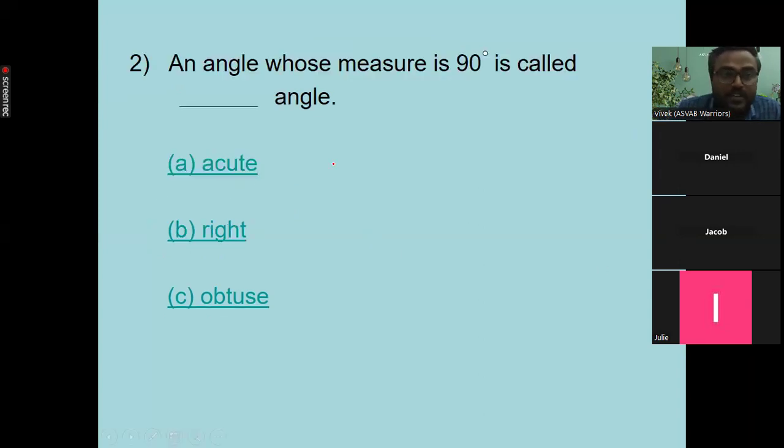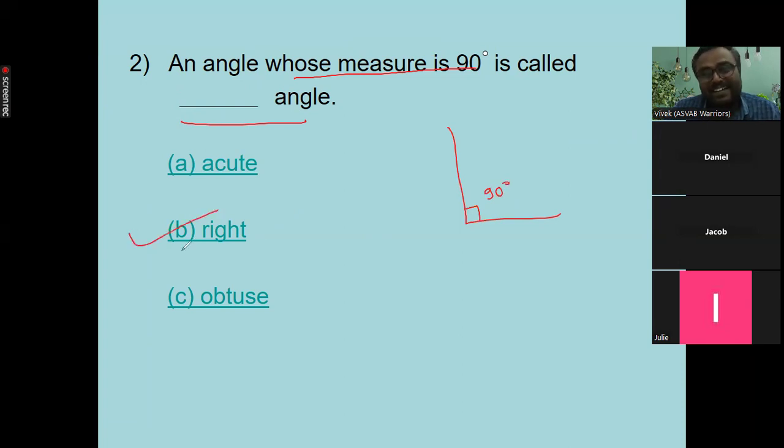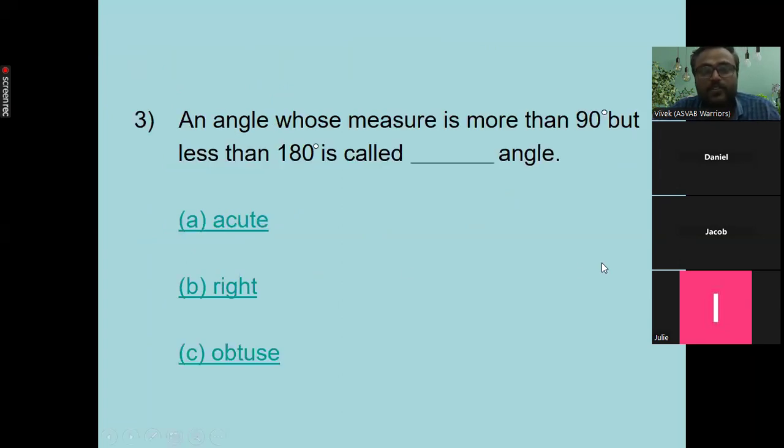So the second question: an angle whose measure is 90 degrees is called dash dash dash angle. If you remember, an angle which measures 90 degrees is nothing but a right angle. Now it's your time to solve some questions. So here is your question, guys.